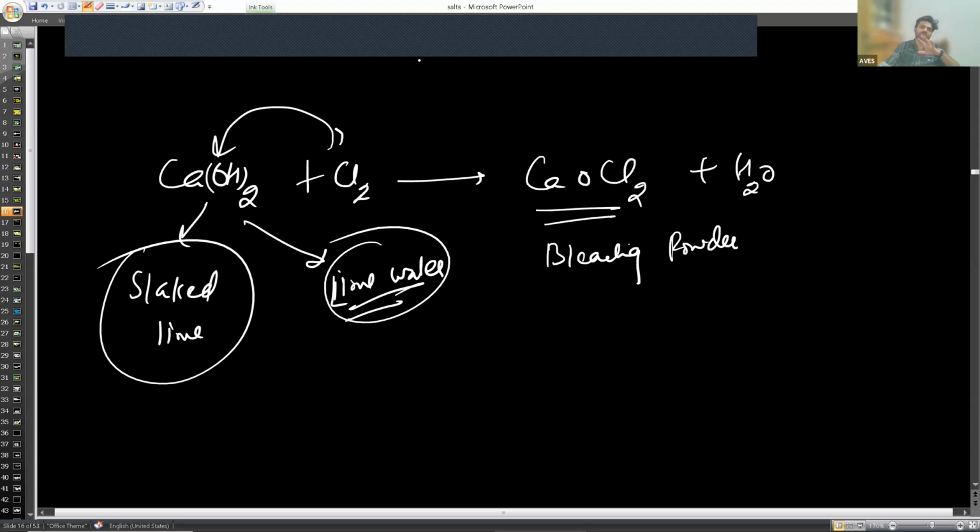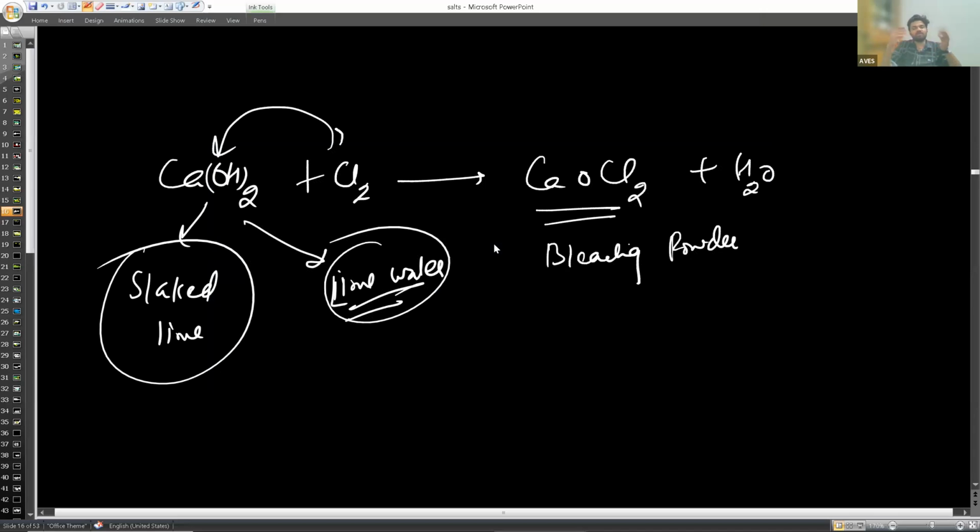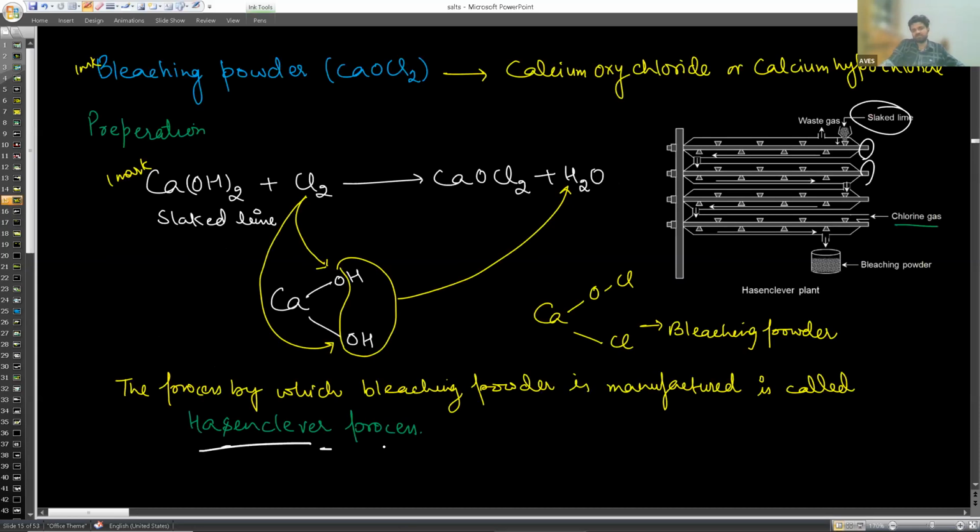Sometimes the question may also be asked in the examinations: what is the chemical name of bleaching powder? The chemical name is calcium oxychloride, CaOCl2, or calcium hypochlorite. You understand? So note it down. The process by which we prepare the bleaching powder is known as the Hasen-Clever process. Note it down: Hasen-Clever process.